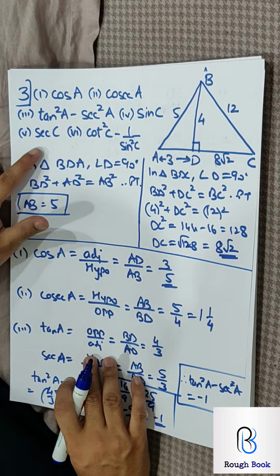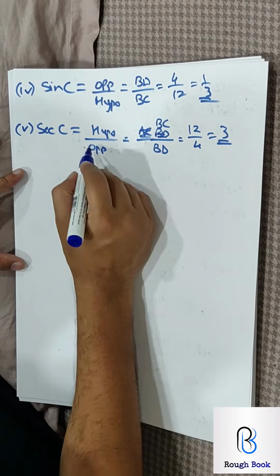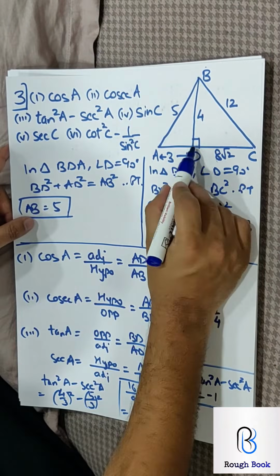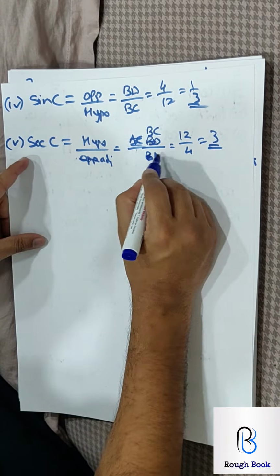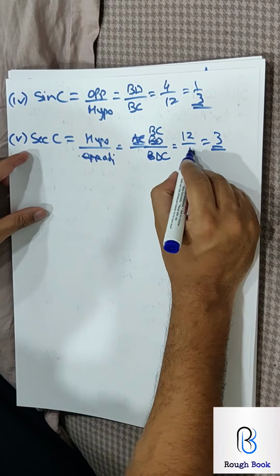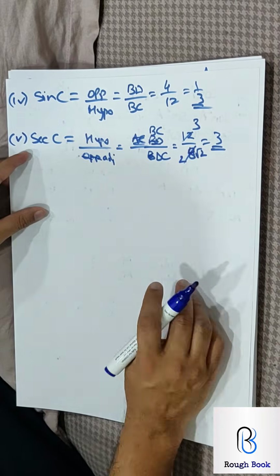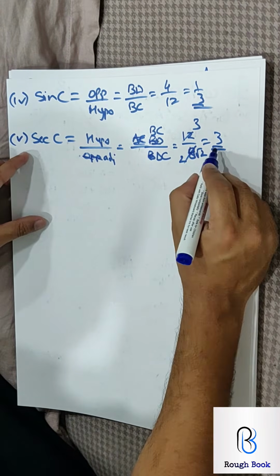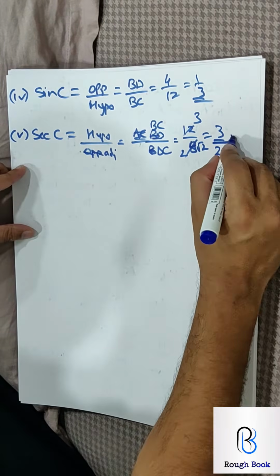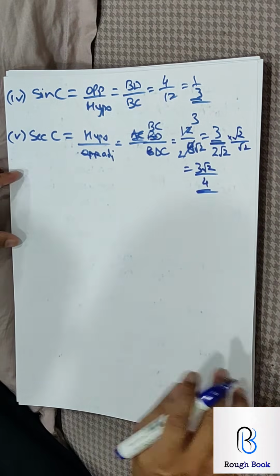Sec C. So sec is hypotenuse upon adjacent. See, I rectified again. So hypotenuse upon adjacent. Adjacent is DC. So DC is 8 root 2. So 12 by 8 root 2. So 4 3s are 12, 4 2s are 8. So I'll get 3 upon 2 root 2. If you want, you can rationalize or leave it. I would prefer you should rationalize. So I'll get 3 root 2 upon 4. And now the last part.